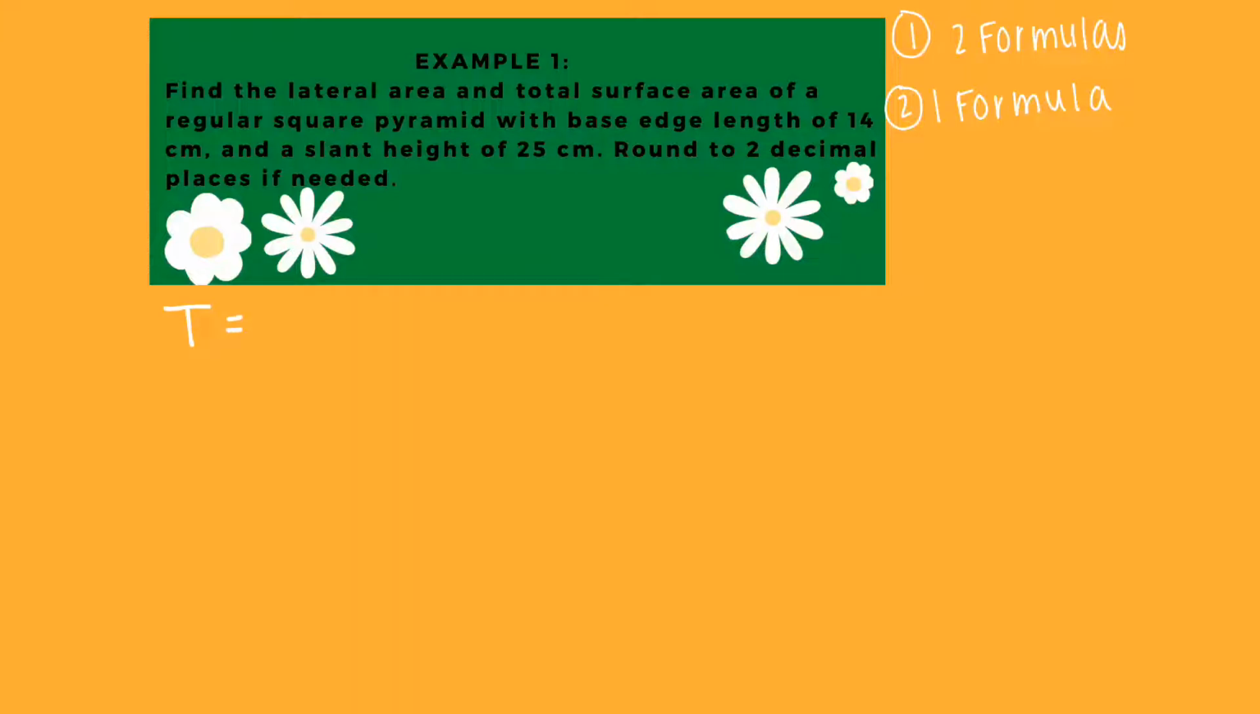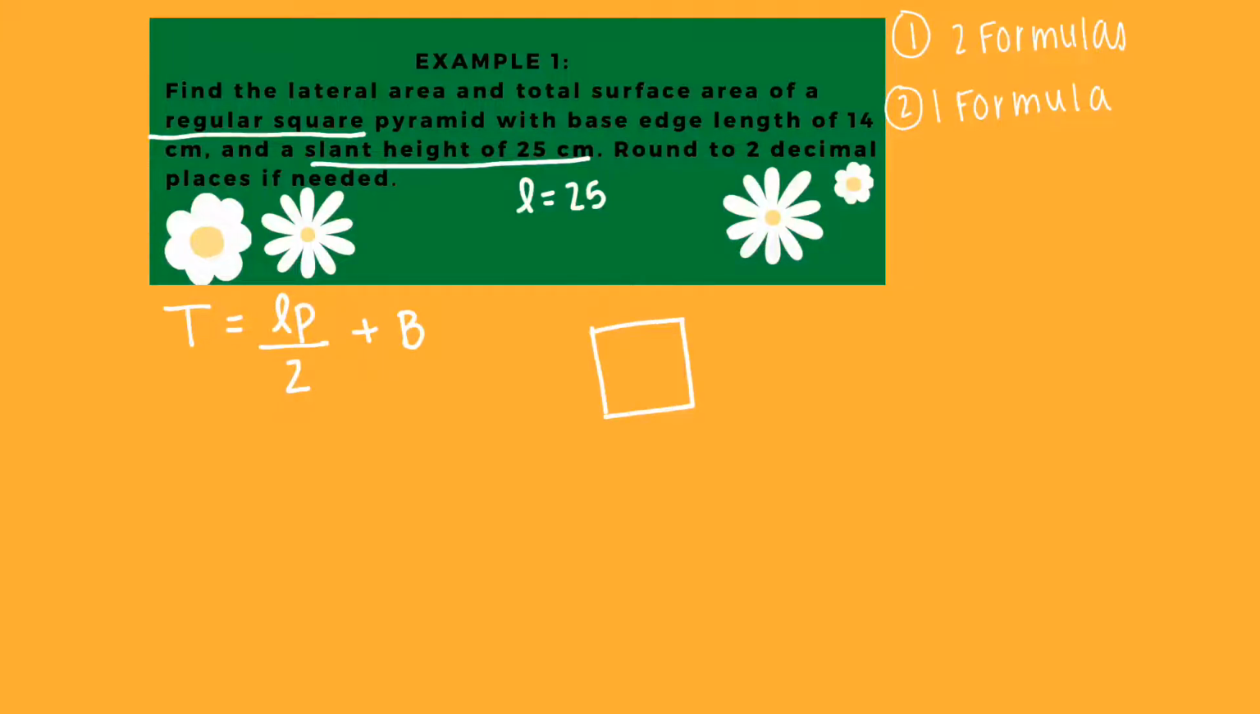And remember, that is 1/2 LP plus the area of the base. But I'm going to do the slant height times the perimeter of the base divided by 2 plus the area of the base. The only thing I'm directly given in the problem is the slant height. It says the slant height is 25. So I know my L is equal to 25. But I'm told it's a regular square pyramid. So when I look at the base, remember, they are named from their base shapes. I know it's a square, and I know the length of one of the sides or the edges of the square is 14. And since squares all have the same side length, all 4 sides are 14.